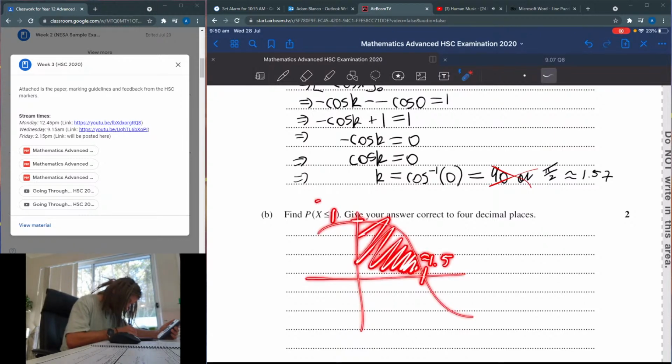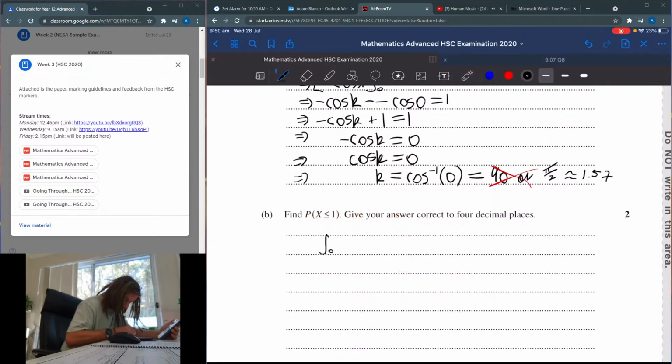Now it's asking for P of less than 1, so basically here. So I'm looking for the integral from 0 to 1 of sine x. That equals negative cos x from 0 to 1, which is negative cos 1 plus cos 0.